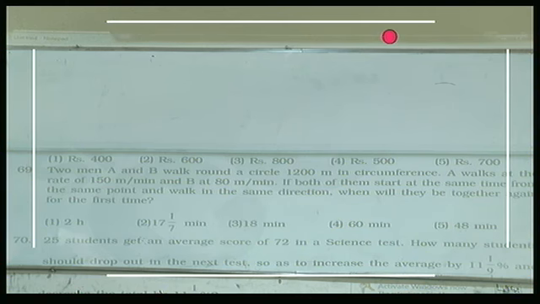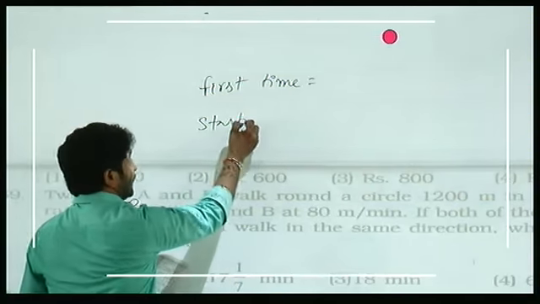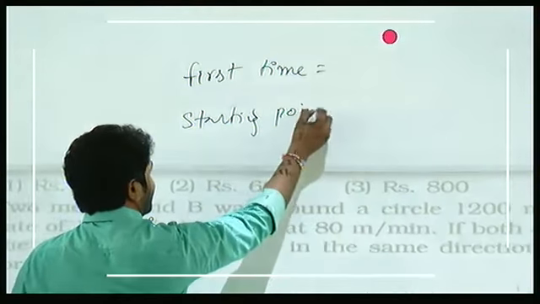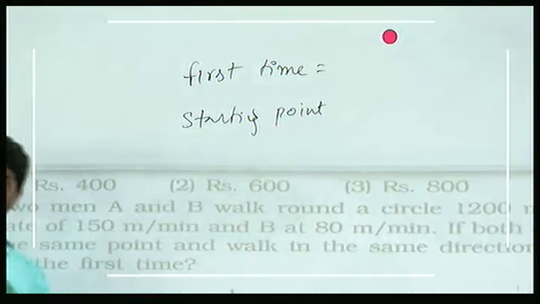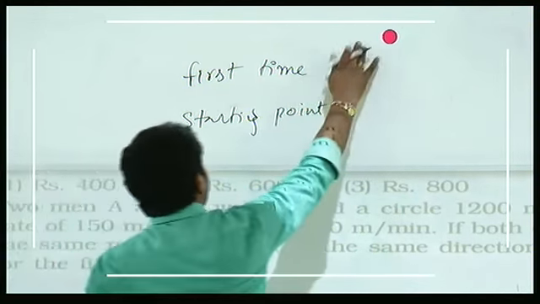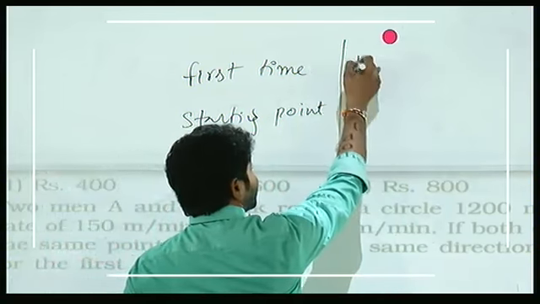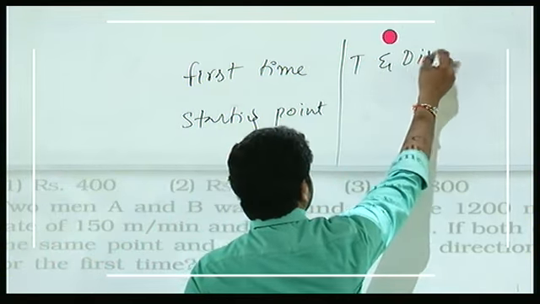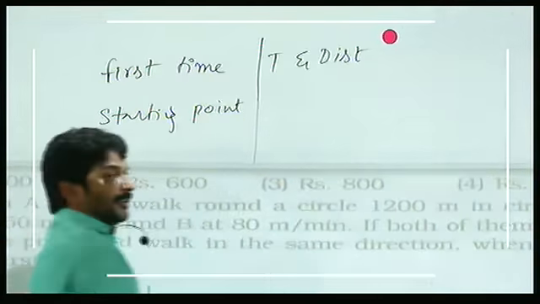You'll have 2 questions in this. One is the meeting time for the first time. When will they meet for the first time? And when will they meet at the starting point? You'll have 2 types of questions. If it is for the first time, use the time and distance concept. If it is at the starting point, use the LCM concept.